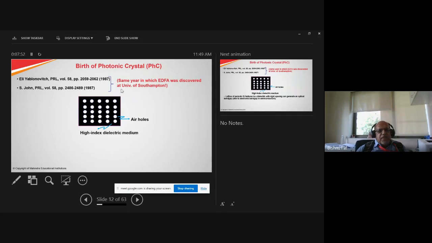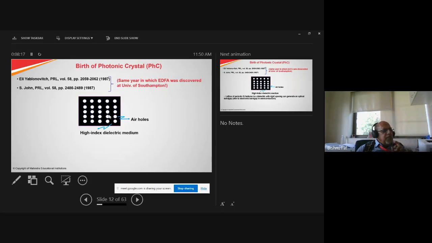And what they suggested was the following: consider, for example, a slab of glass and make periodic holes in the X direction and in the Y direction. These holes will be occupied only by air, or it could be some other material, say a liquid of different refractive index. So let us say these are air holes in glass.